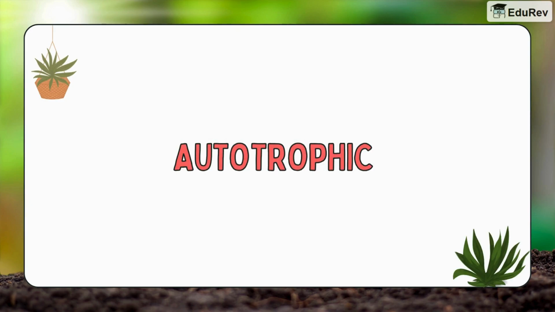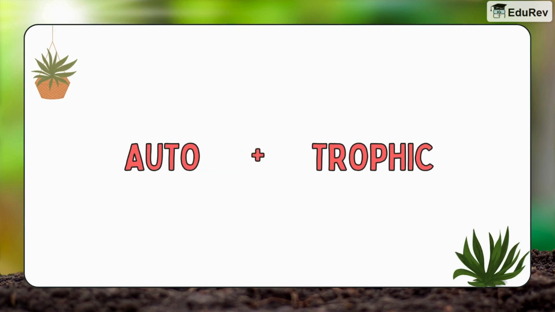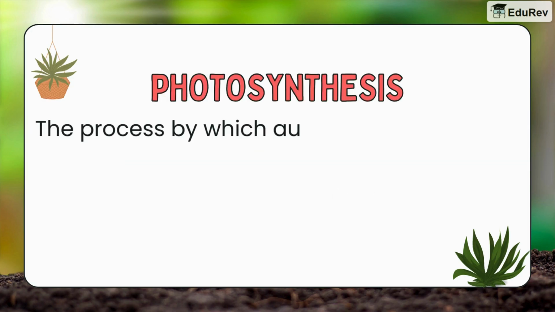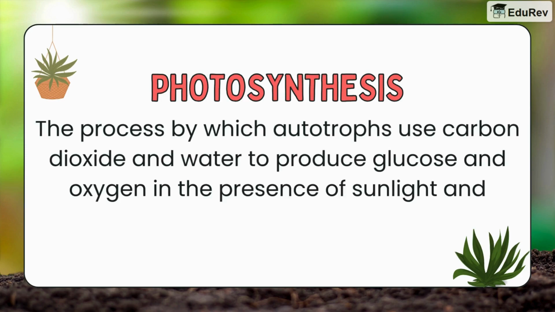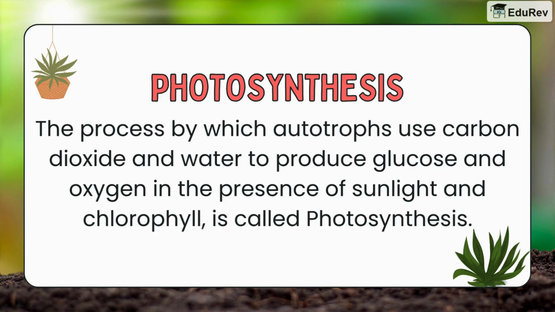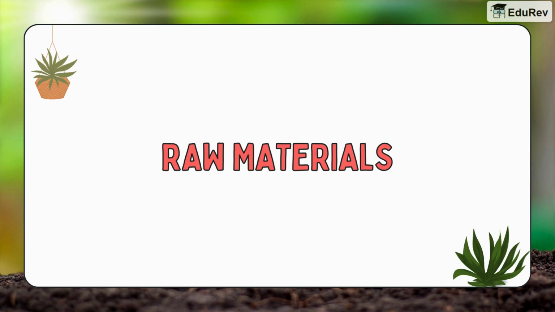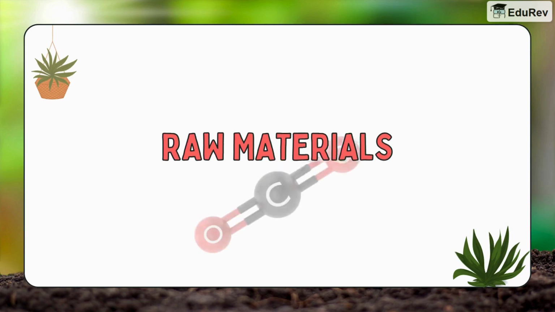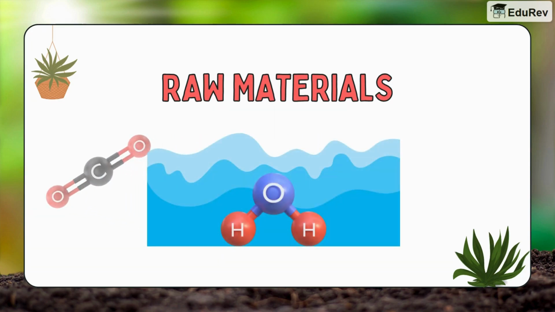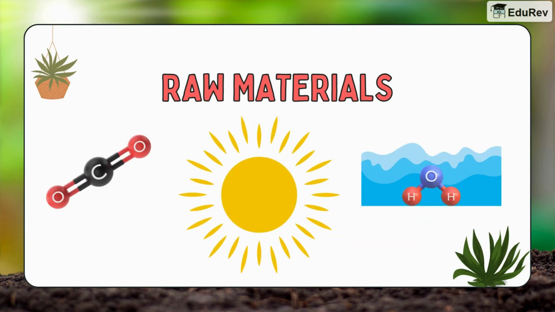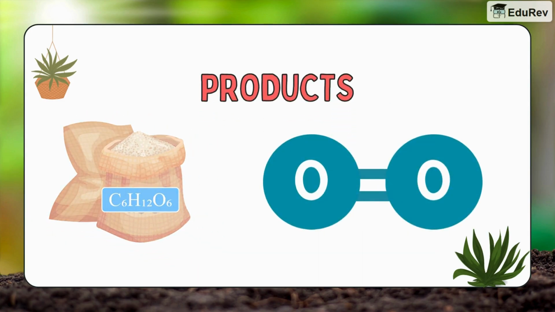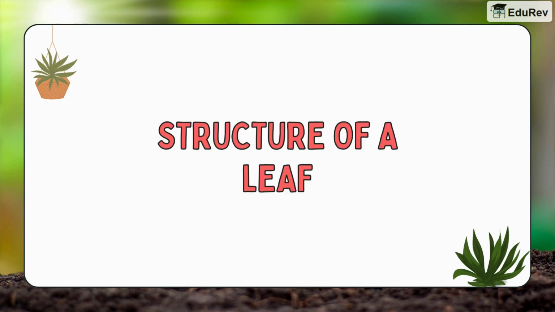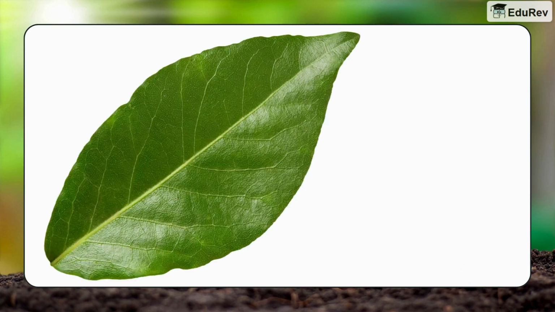Interestingly, autotrophic literally means the same. It is made using two words, auto which means self, trophic which means nutrition. The process by which autotrophs use carbon dioxide and water to produce glucose and oxygen in the presence of sunlight and chlorophyll is called photosynthesis. Hence, the raw materials used during the process of photosynthesis include carbon dioxide, water, sunlight, and the products are glucose, oxygen. Before going deep into understanding photosynthesis, let's first study the structure of a leaf.